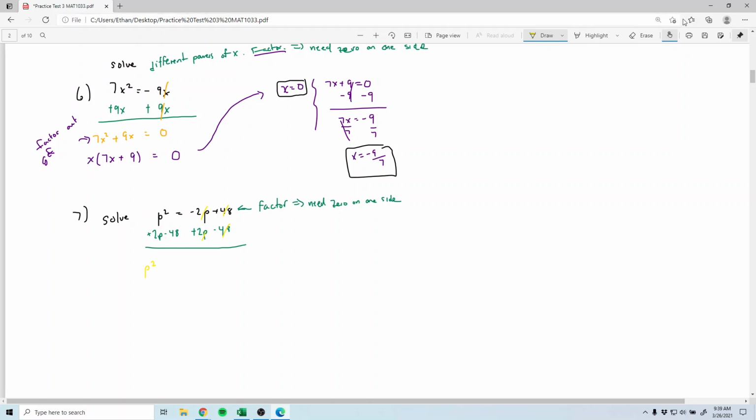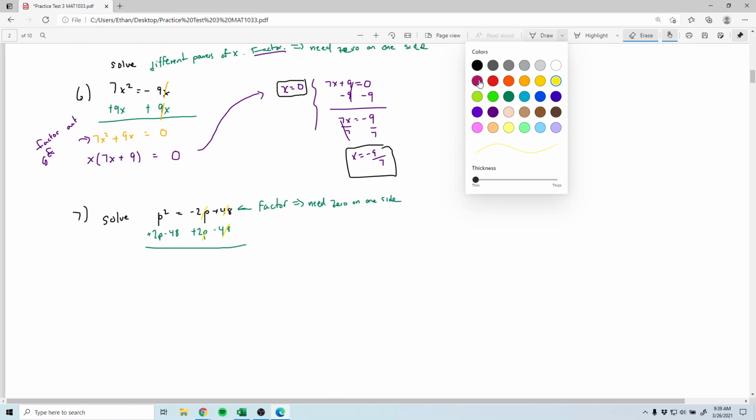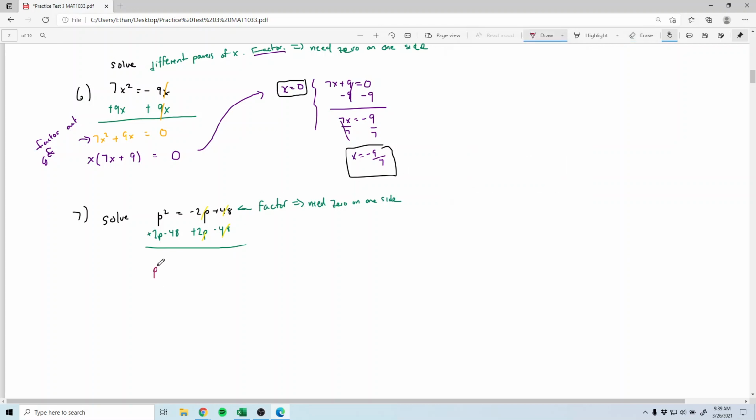Actually, that might be a little too bright. Let me use a different color. P squared plus 2p minus 48 equals 0. Now, luckily for us, this one is one of the quote-unquote easier ones to factor because it's just p squared.